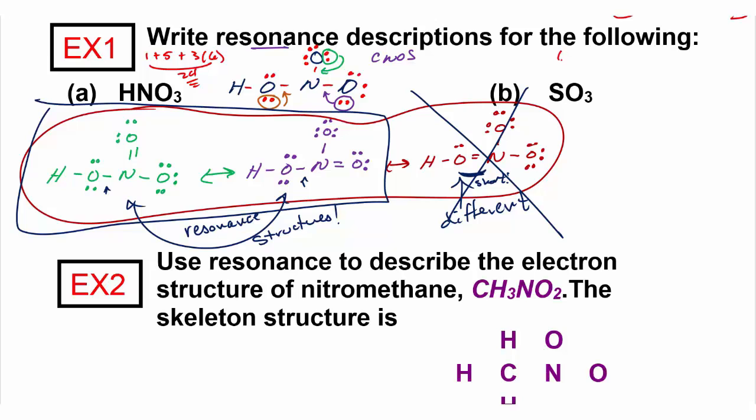Let's try sulfur trioxide. We have 6 plus 3 times 6, 24 valence electrons. So we connect them, make octets on the surrounding atoms. So sulfur does not have an octet, but that's an easy fix. Let's just move the lone pair in. Now we can do that with each of the surrounding oxygens because they're all identical. So we can draw 3 structures.